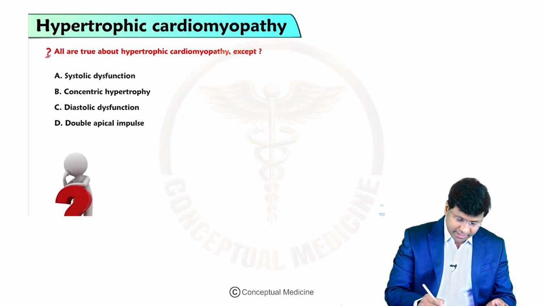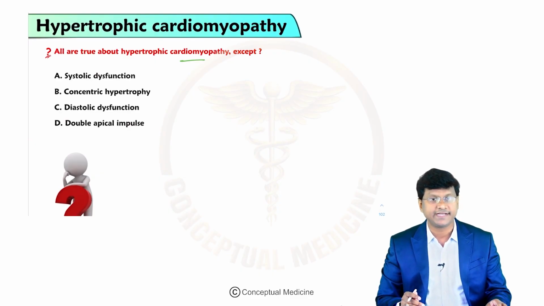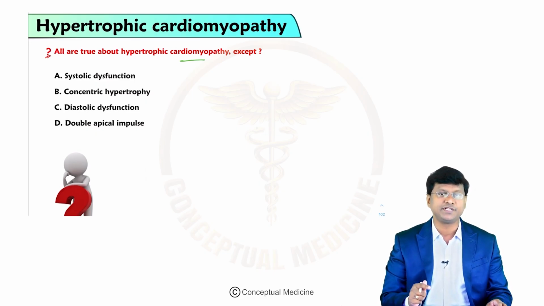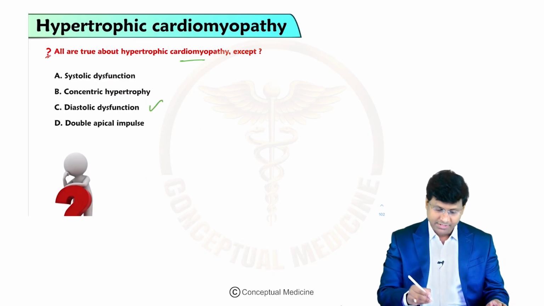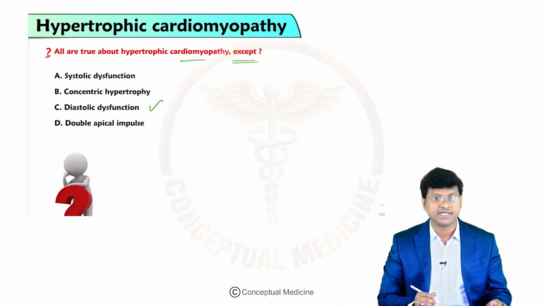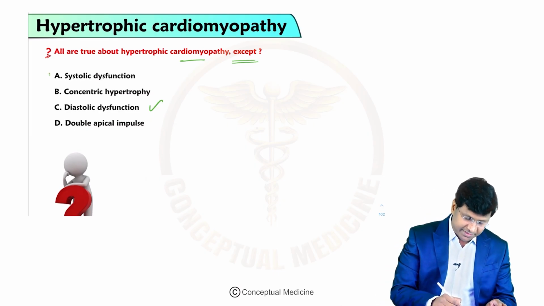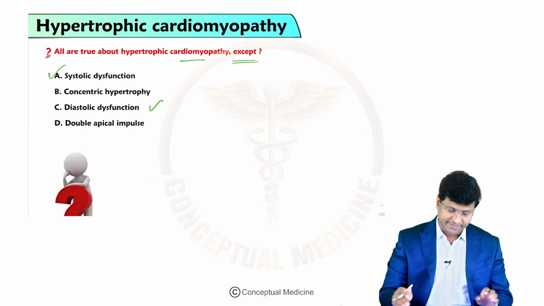All are true about hypertrophic cardiomyopathy except: systolic dysfunction, concentric hypertrophy, diastolic dysfunction, double apical impulse. In the beginning of the session I taught you that patients with hypertrophic cardiomyopathy have diastolic dysfunction. But the question asked is except. So the one which will not be seen in hypertrophic cardiomyopathy is systolic dysfunction, but there will be concentric hypertrophy.